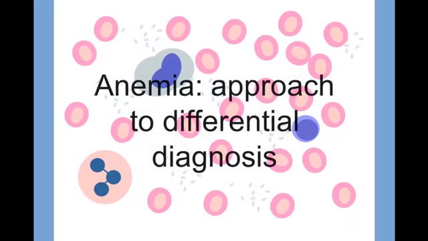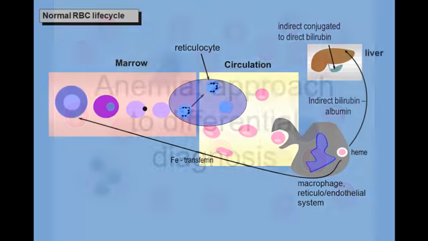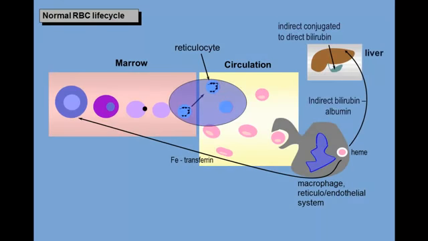In this video, we develop an approach to the differential diagnosis of anemia. In other videos, we reviewed the red cell life cycle, emphasizing the maturation from erythroblast to reticulocyte, the 120-day lifespan in the circulation, the removal of old red cells by macrophages in the reticuloendothelial system, and the catabolism of heme to bilirubin.